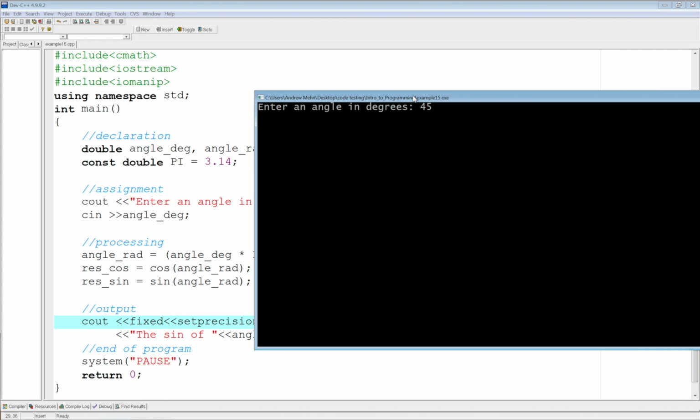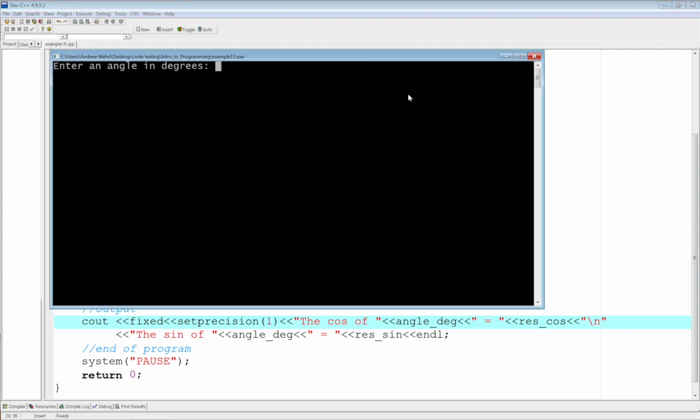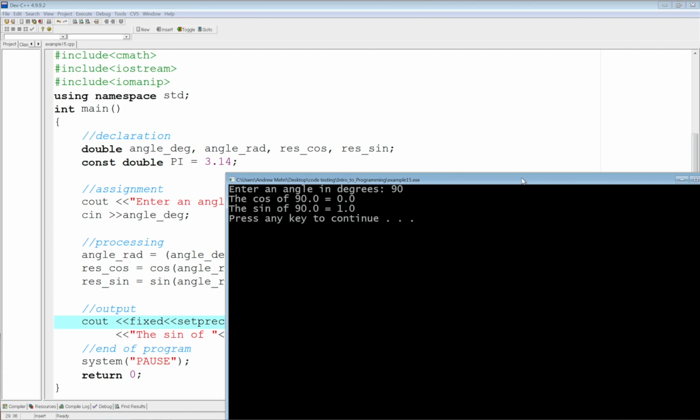Let's enter 45 degrees again. Notice it rounds it up to 1 decimal point, okay? 0.7, okay? Let's go ahead and run this time and do our 90 degrees. And notice it rounds it up to 1 decimal point as well. So you can make adjustments of this nature.